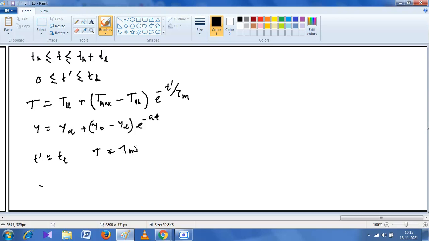T min. Now put this condition on that equation. What do we get? T min is equal to T_LL plus (T max minus T_LL) times e to the power minus t_L by tau m.